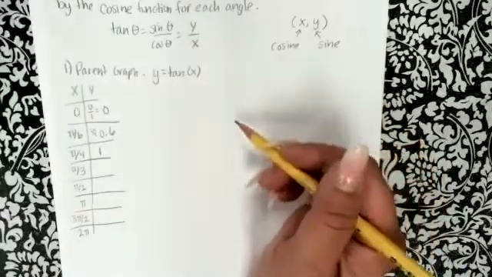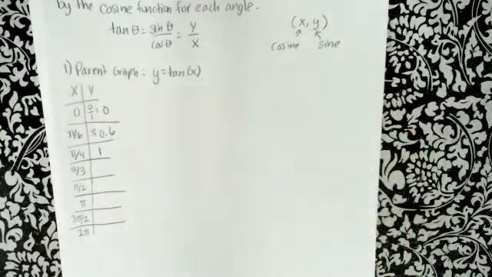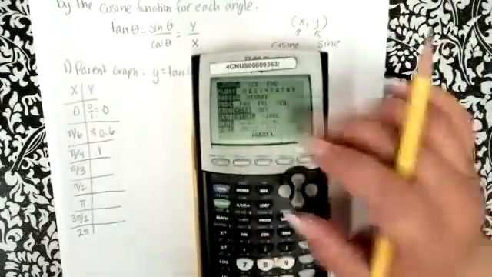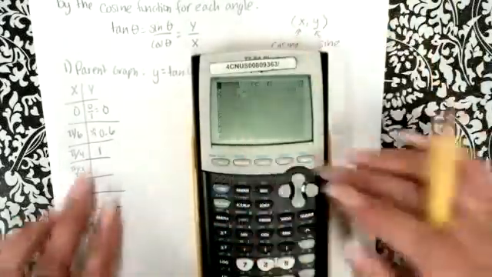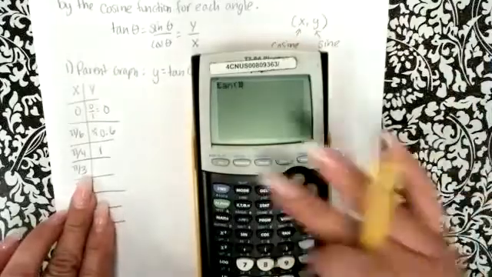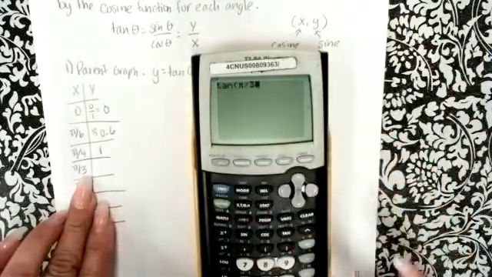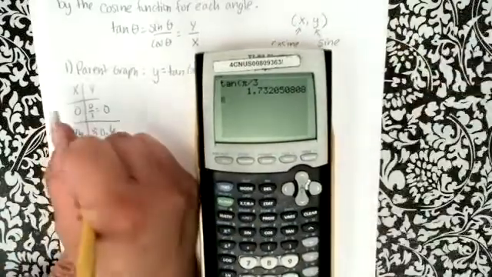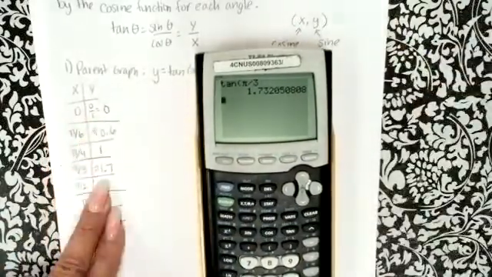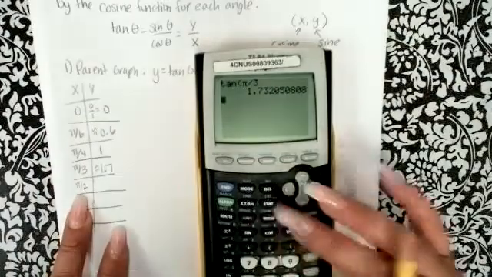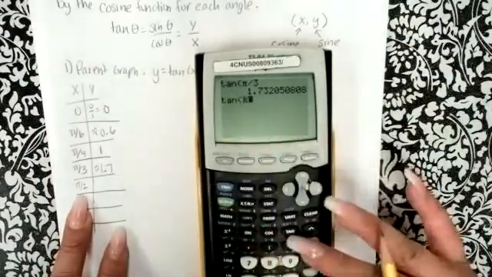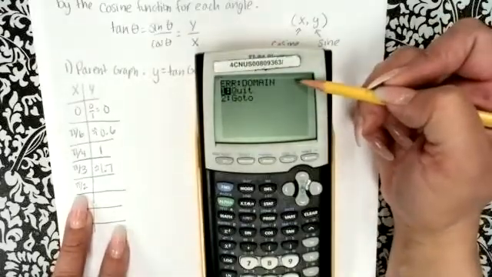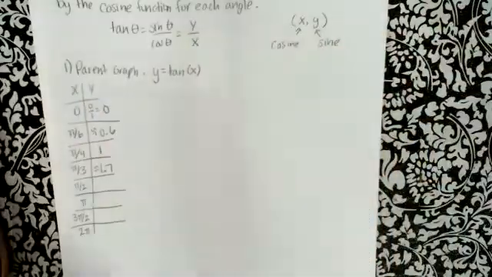You can also use your calculator. Since I'm in radian mode, I can type in the tangent of pi divided by 3, and that gives me a 1.7. If I do the tangent of pi divided by 2, that's actually undefined. Let's look at the graph here.